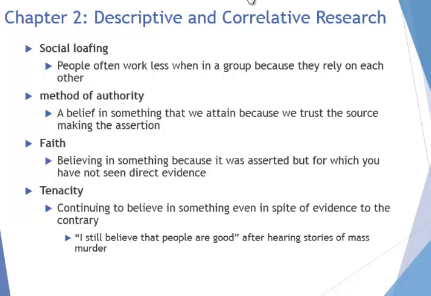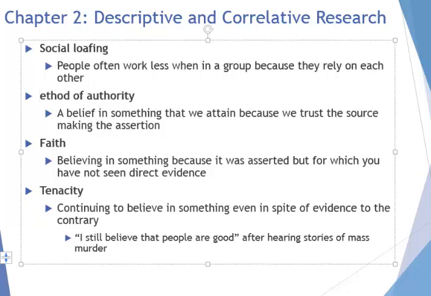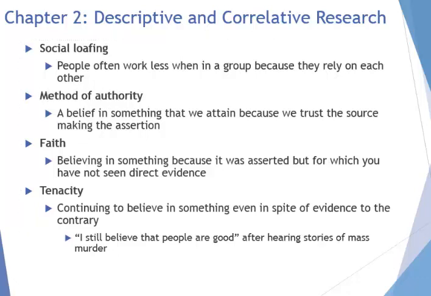Method of authority is a belief in something that we attain because we trust the source. Sometimes a parent, a teacher, or somebody whom you trust tells you something, and we take it as a given even though it may not actually be proven. These all stand in contrast with the scientific method, where everything needs to be proven or else scientists don't necessarily believe it. Faith is also believing in something that was asserted but for which you have not seen direct evidence. You believe the universe works in a certain way, whatever the case may be, and that could be based on faith even though there's no specific evidence for it.